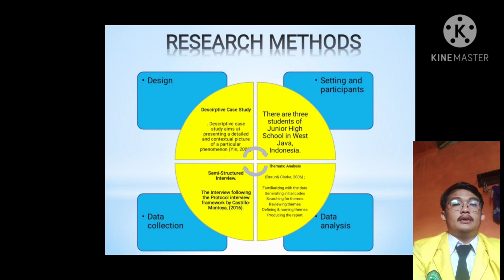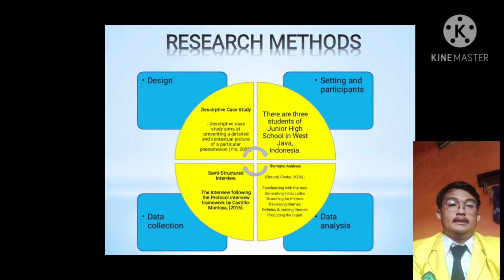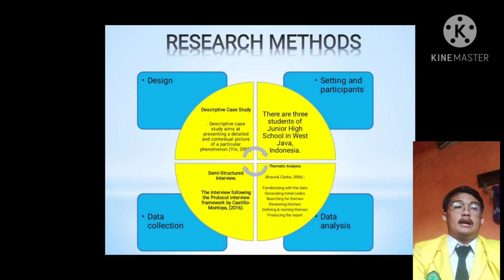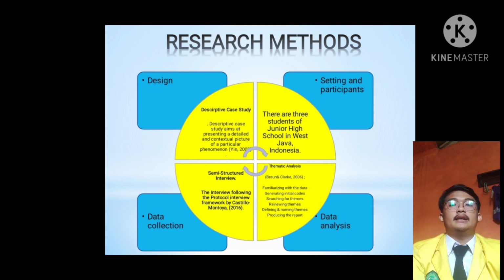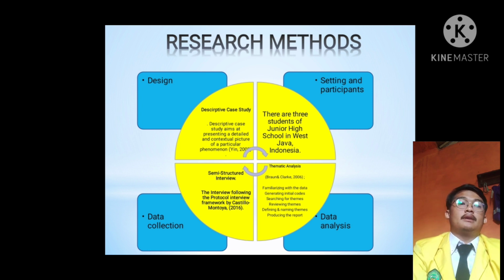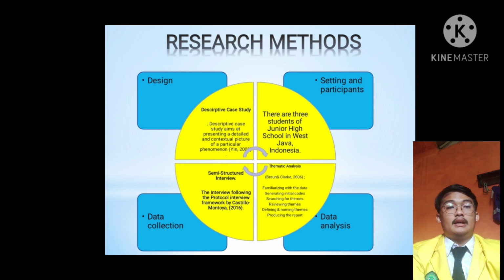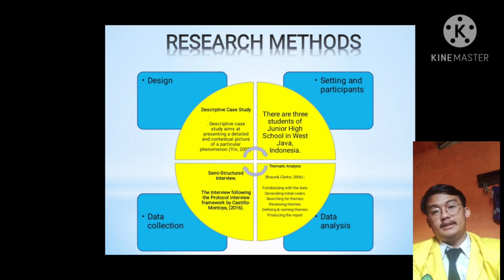And next, research method. In the research method, the first is the design. I use a descriptive case study. According to Yin 2003, a descriptive case study aims at presenting a detailed and contextual picture of a particular phenomenon. For setting and participants, there are 3 students of junior high school in West Java, Indonesia.